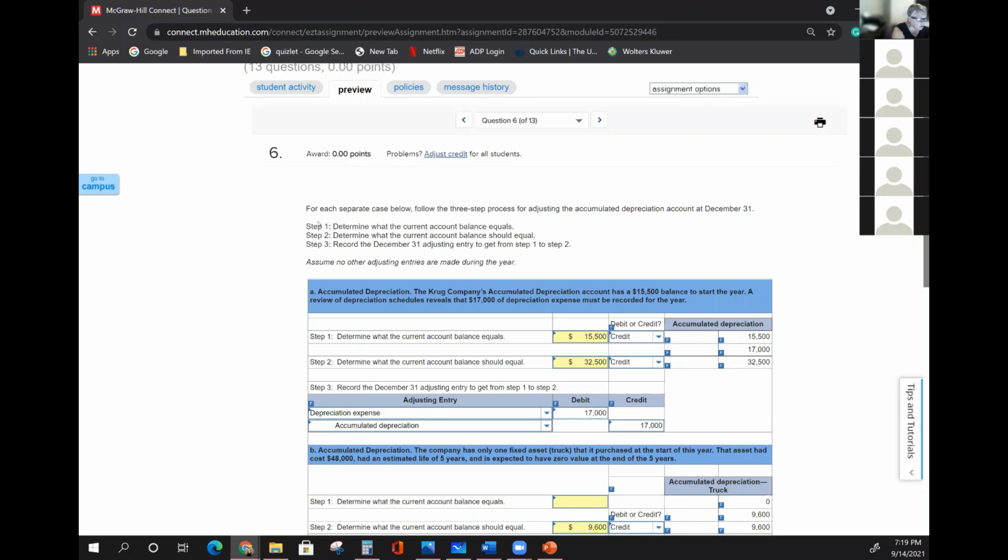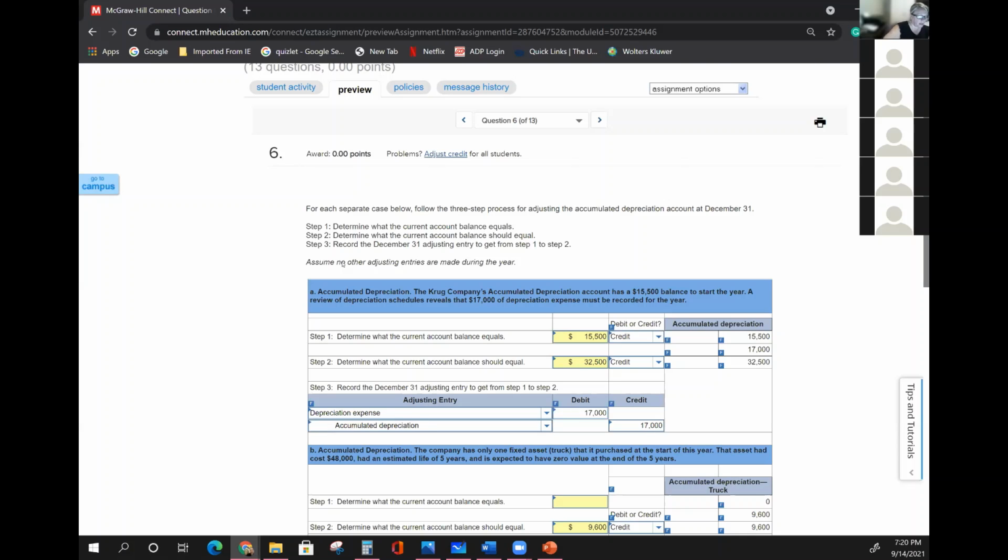Okay, and then it says a review of depreciation schedules reveals that $17,000 of depreciation expense must be recorded for the year. Now on this example, you don't have to do the calculation that we did because it's already telling you how much needs to be expensed for that year. It's saying that 17,000 needs to be expensed for the year. So we know the amount. If I know that it needs to have further adjustments of 17,000, I already had 15.5. I need to add those together to come up with what my ending balance should be in the account, the accumulated depreciation.